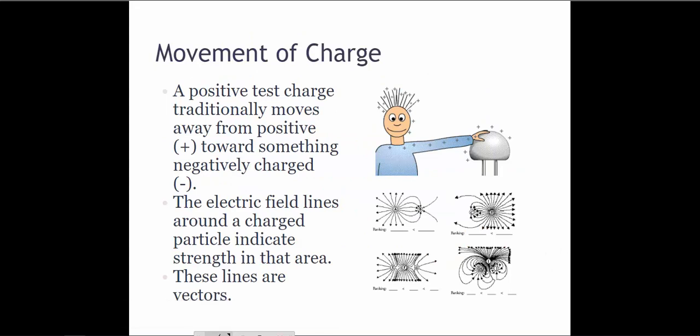Then we have this, which talks about movement of charge. This really has to do more with the Van de Graaff, which we'll see here in a second. But again, this just shows you some fields and how they can be different depending on the charges. In general, we say the number of field lines is equal to the strength. So for this one here, you can see A has roughly two or maybe three times the number of field lines that B does. So A has more charge.